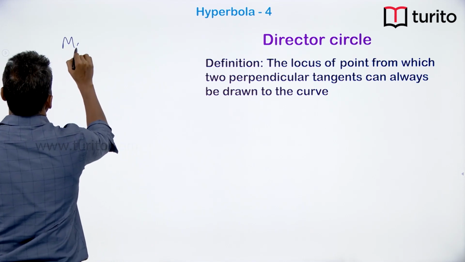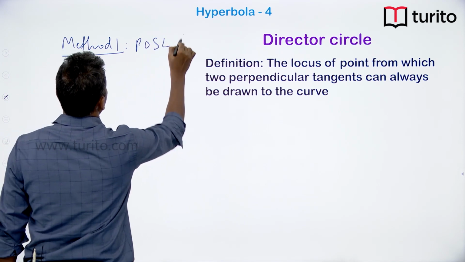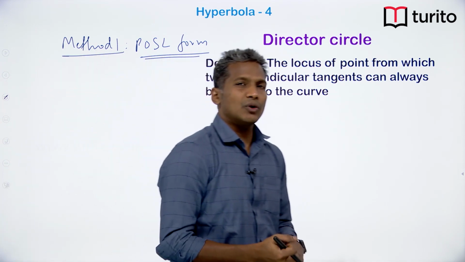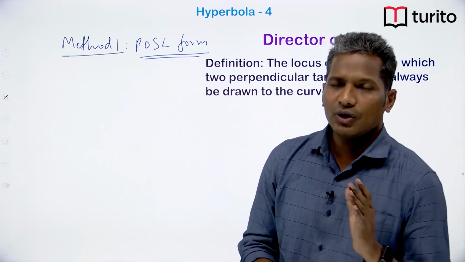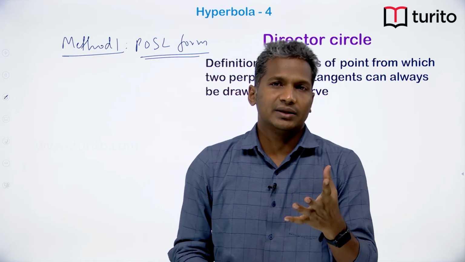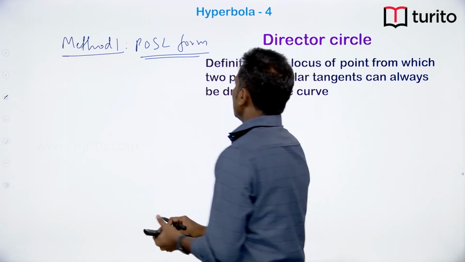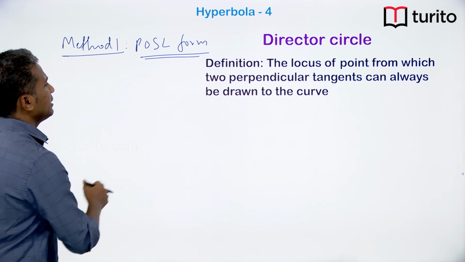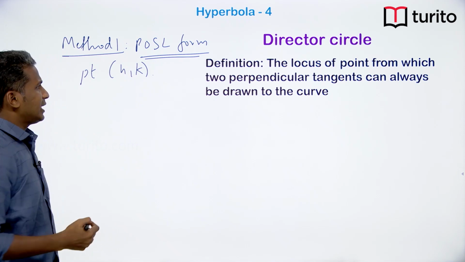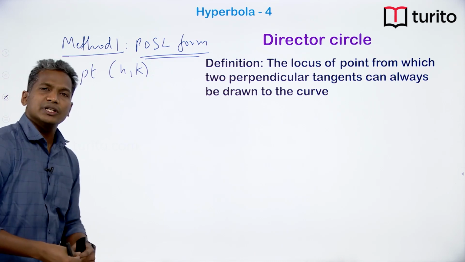So, method number 1. So, we are going to use the POSL form. Okay. So, you need to learn both methods. So, I am solving using both methods, and also while simplifying you need to smartly check only the terms that you need. So, that is why I am solving this, just to show you how you will do that. Okay. So, what is the equation of tangents if the point is, let us say, h comma k. So, basically I have taken the locus point as h comma k. So, what will be the equation of tangents?